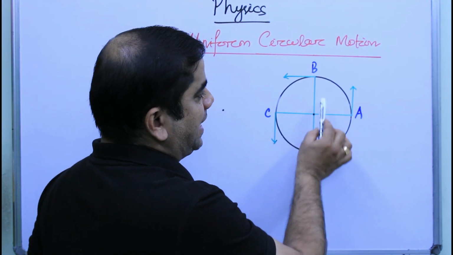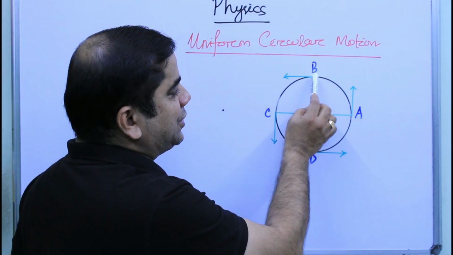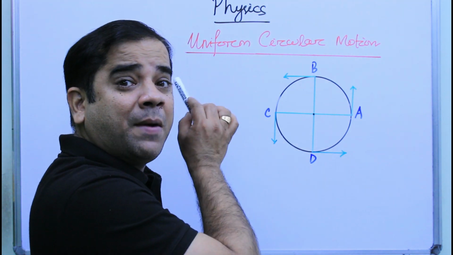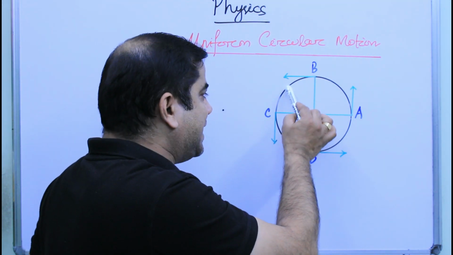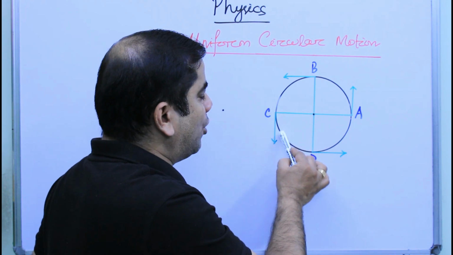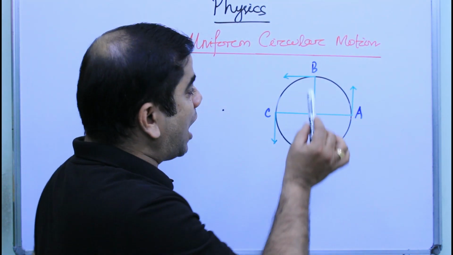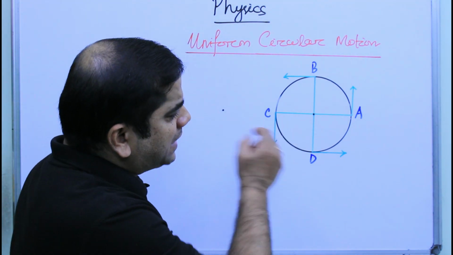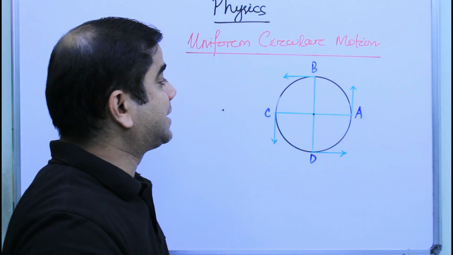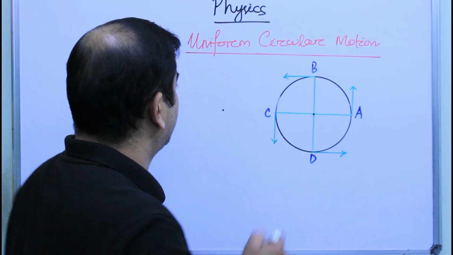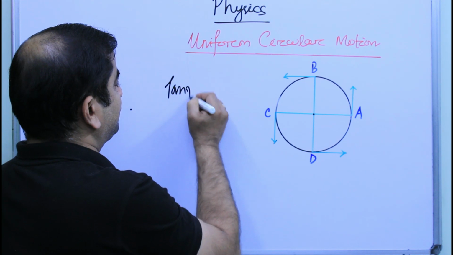Again, you can clearly see that when it reaches B, it should go in this path if it would have linear motion, but it changes direction and goes to point C. The same thing happens at points C and D as well. So at each point the direction of motion changes. And from this diagram you can clearly understand that the direction of motion in circular motion is tangential. Okay, tangential.